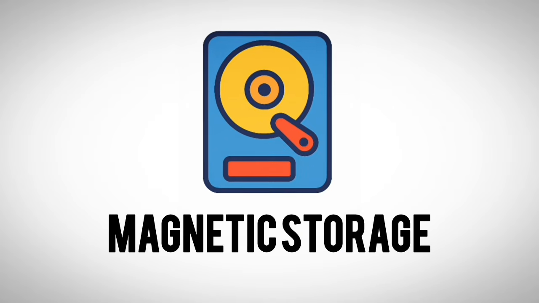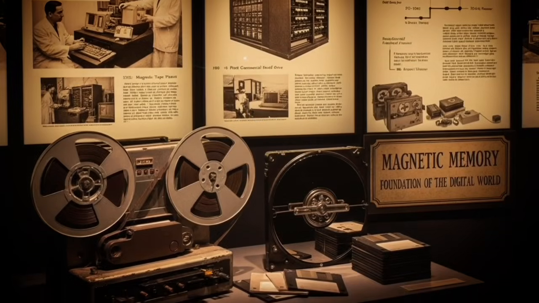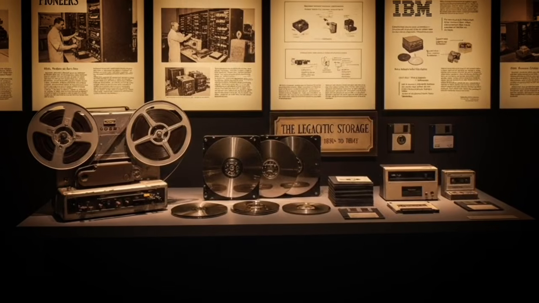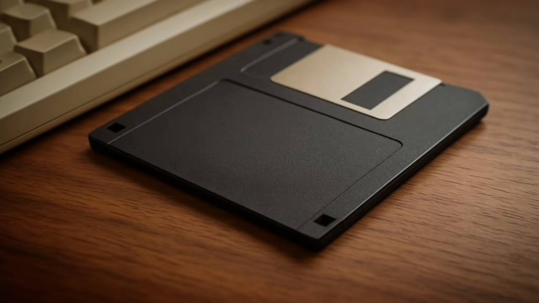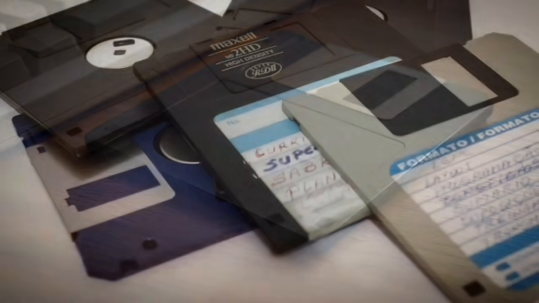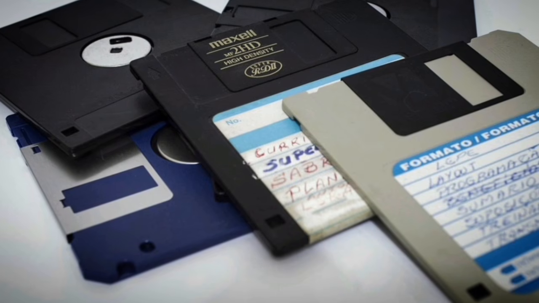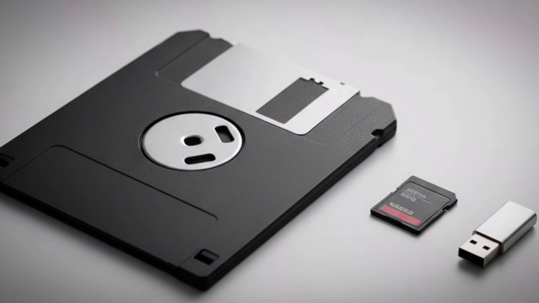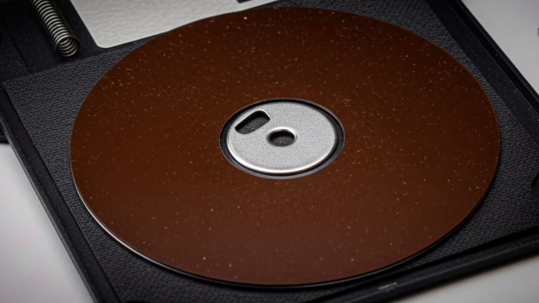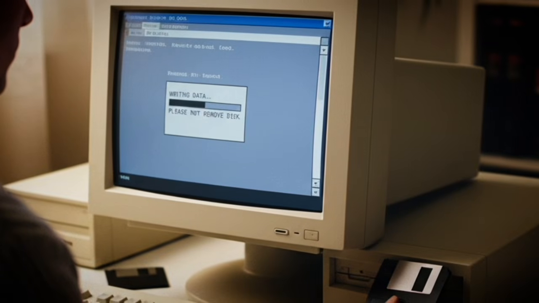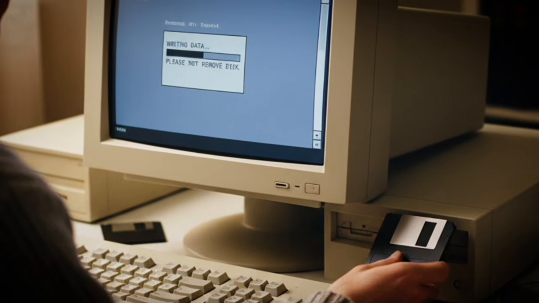The story begins with magnetic storage, one of the oldest and most important ways humans have stored digital information. The earliest popular form of this was the floppy disk. These little square disks were portable, but they could only hold a few megabytes of data, which seems tiny compared to today's standards. Inside the case was a thin magnetic disk that spun, and the computer wrote data by changing tiny magnetic spots on its surface.